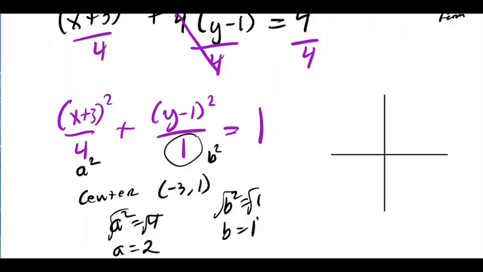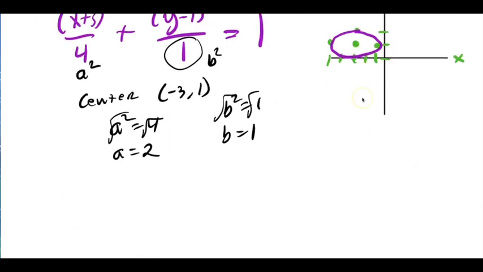Let's graph it. Our center is negative 3, 1. We'll go left 3 and up 1. That's our center. Our a is 2. The important part about this is our a is on the x. So horizontally, we're going to go 2, 2 to our right and 2 to the left. Right there. And our b, our co-vertices, underneath the y is 1. Since 1 is underneath our y, we're going to go up and down 1 on the y. And I get a graph that looks like this.